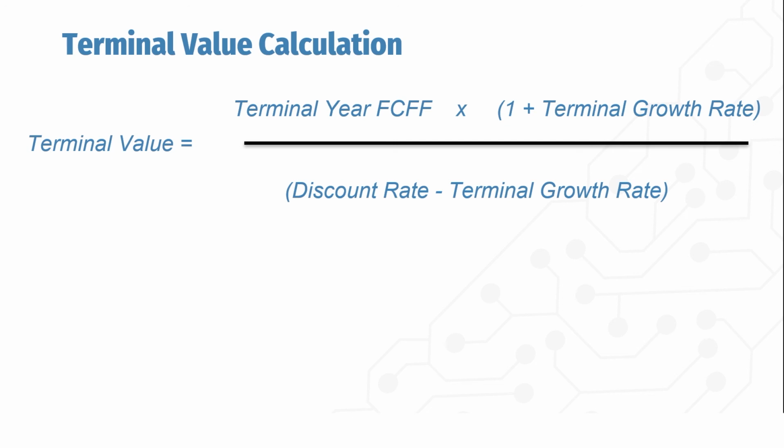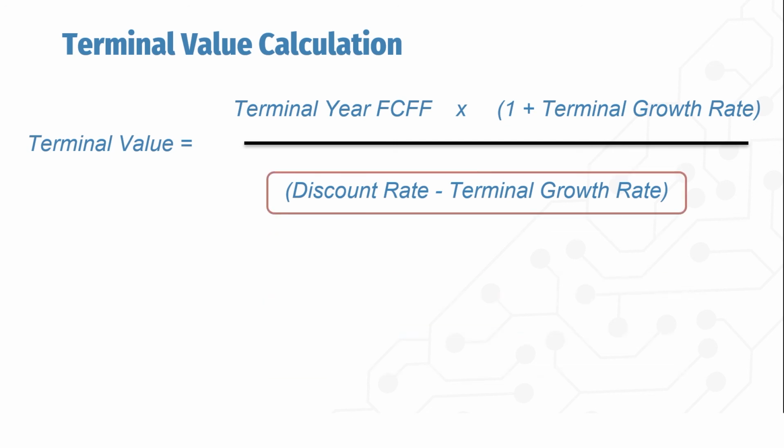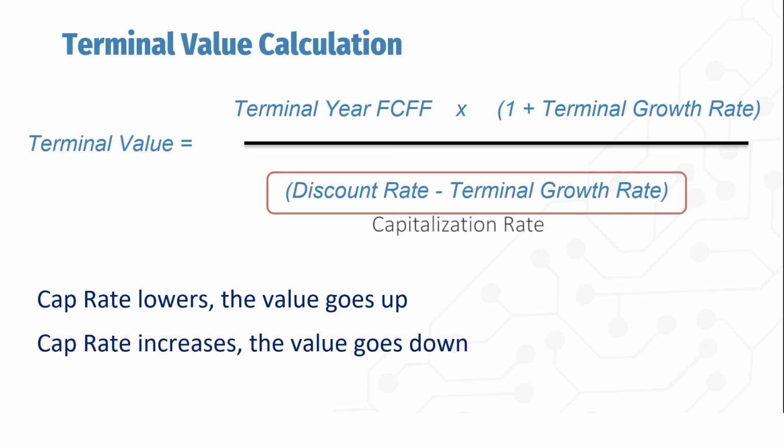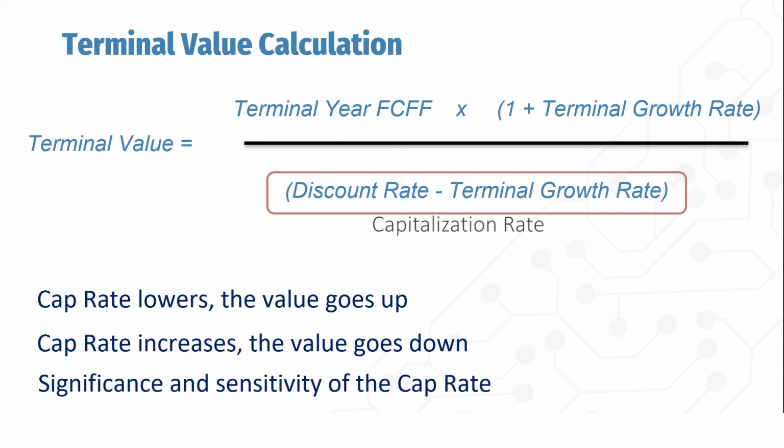And notice, we divide the cash flows by the discount rate less the terminal growth rate. So let's call this equation the capitalization rate or the cap rate. In general, if the cap rate decreases, the value goes up, and if the cap rate increases, the value goes down. So again, I want to reiterate the significance of the terminal growth rate. A higher terminal growth rate reduces the cap rate and drives the value up, and vice versa.